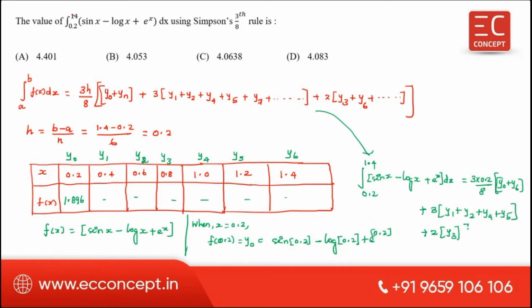This is the multiples of 3. But here y0 you shouldn't put. Always the first term y0 and last term will come. Because the last term is taken in the first part, you don't want to write the y6 once again in the third part of this equation. Okay, this is the final equation.